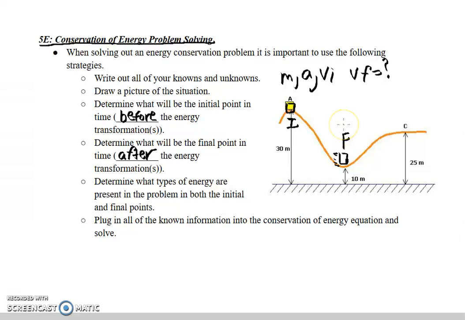The next thing would be to take the conservation of energy equation and cut it down to what types of energy are present. Certain types of energy might be present in certain spots, and you need to take that into account. For this example, there would be some UG at the top, because it's raised off the ground, and some kinetic at the bottom, and that's really it. There's no potential elastic energy, no potential chemical energy. So you simplify the equation down to just what's there, and we'll see that in a second. And then the last part is plugging everything into your equation and solving.